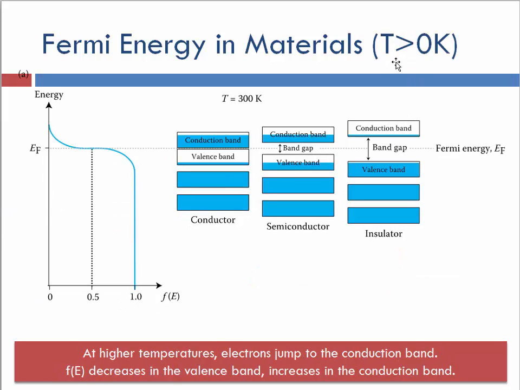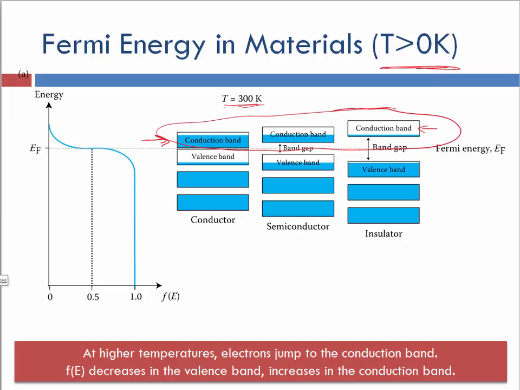Well, if we increase the temperature to something above absolute 0, then we see that extra thermal energy in the system causes some of our electrons to have some probability of existing above E sub F. So the electrons jump to the conduction band, and the F of E decreases in the valence band and increases in the conduction band. You can see even in insulators, even when we have this huge band gap, there's some small probability that some of those electrons will be in the conduction band. And of course, these are the electrons of interest. These are the electrons that conduct heat and current for us. So these are the ones that we're concerned with.